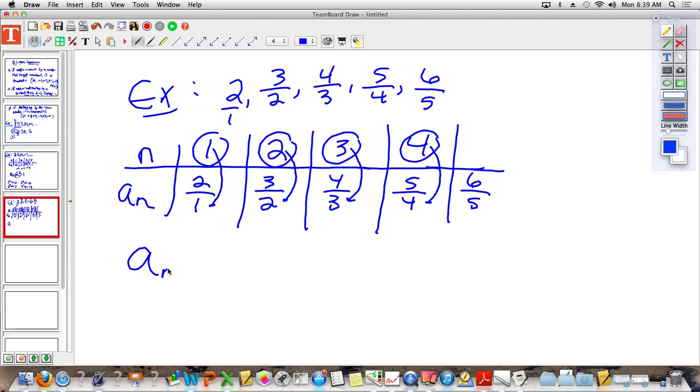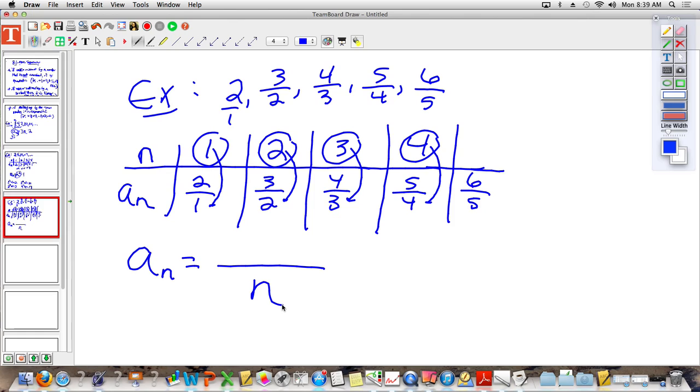So when you're writing your rule, a sub n equals, what is in the bottom, what is in the denominator of your rule? The n. So the first term, n is 1, there's going to be a 1 in the denominator. What about the 10th term? It's going to be a 10 in the denominator. So the bottom of this thing is always n. But the top of it is what? N plus 1. Yeah, the top numbers are always 1 bigger than the denominator.